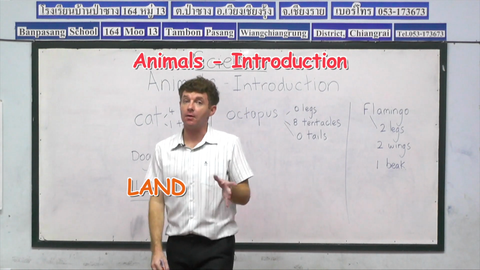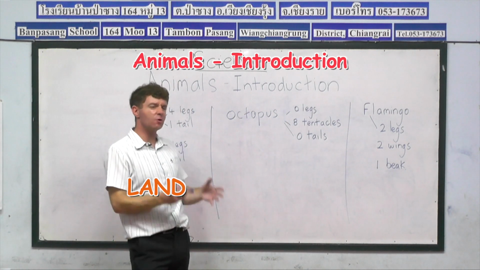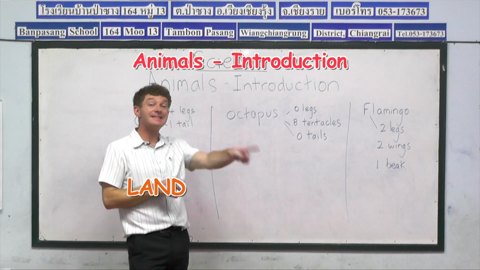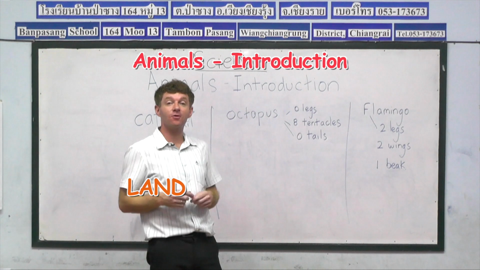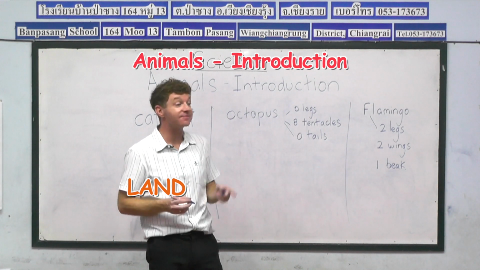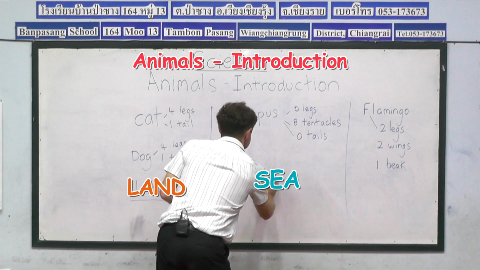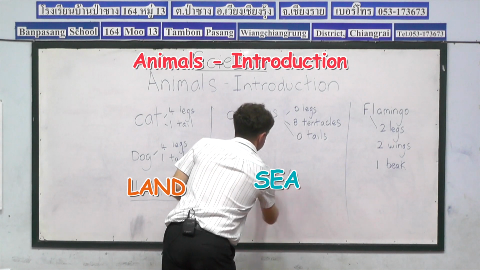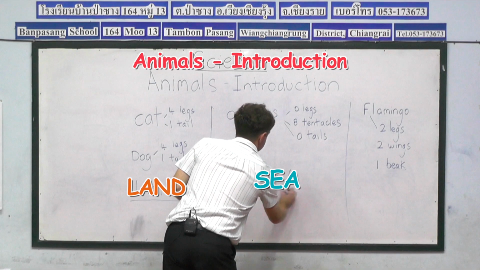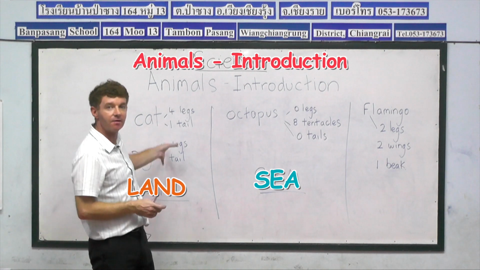Yes. Now, our next animal, octopus. Can we find the octopus on land? In the sea. Excellent. So you see, the next category of animals that we can look at, sea animals. S-E-A. And you'll notice how the animals that live in the sea are very different from the animals that live on land.